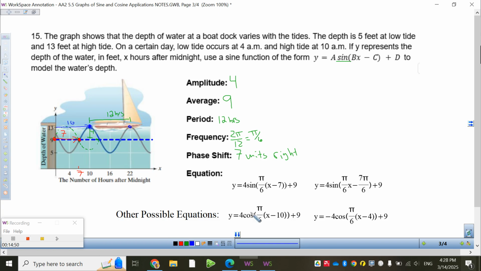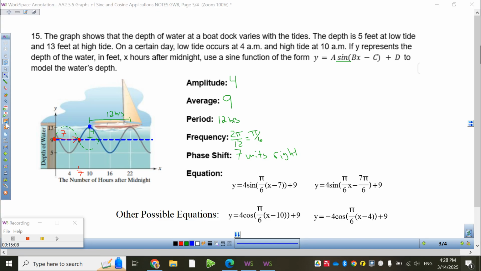So for this first equation, it's all the same information except I switched to cosine. 4 cosine pi over 6, x minus 10. That's a horizontal shift of 10 now instead of 7. And then we still have the plus 9 at the end. So that's a great way that you could write it using cosine.